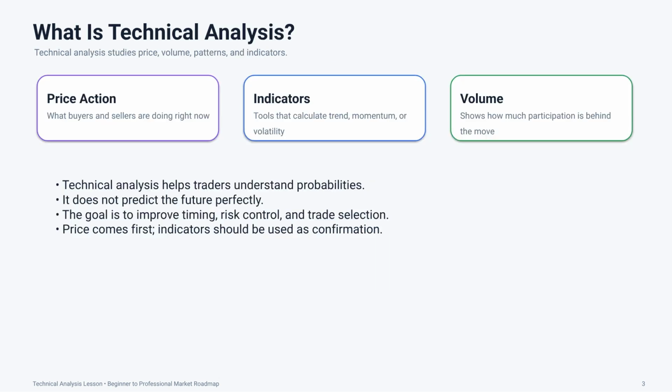Now, let's define technical analysis. Technical analysis is the study of price, volume, patterns, and indicators. The purpose is to help traders understand what is happening in the market right now. There are three important parts on this slide.